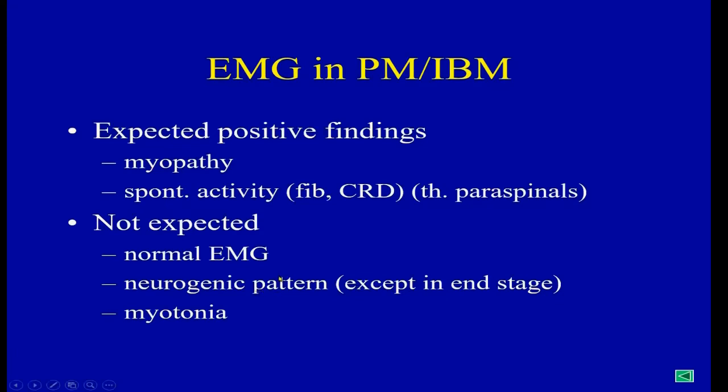Sometimes high amplitude but very short potentials have been misinterpreted as neurogenic in these cases, but that may well be generated by large hypertrophic muscle fibers, which are very typical in myopathies. So do not misinterpret high amplitude. If they are short, then it's a typical myopathic pattern. They do not have myotonia, but they have CRD in IBM.